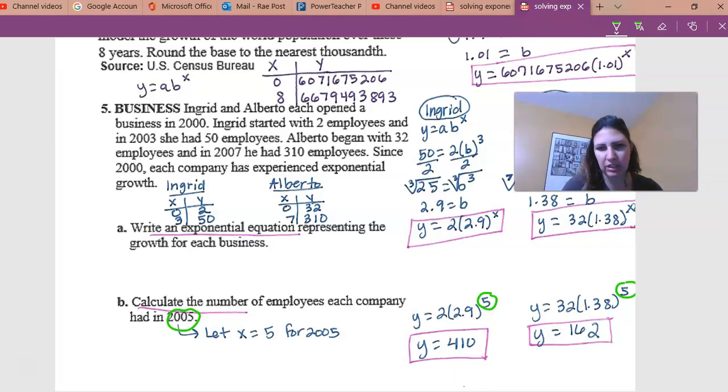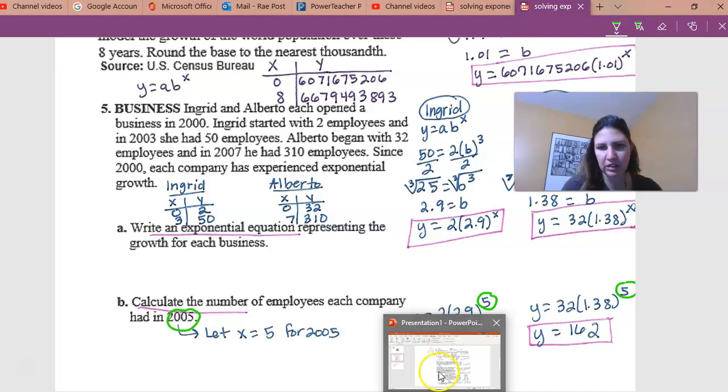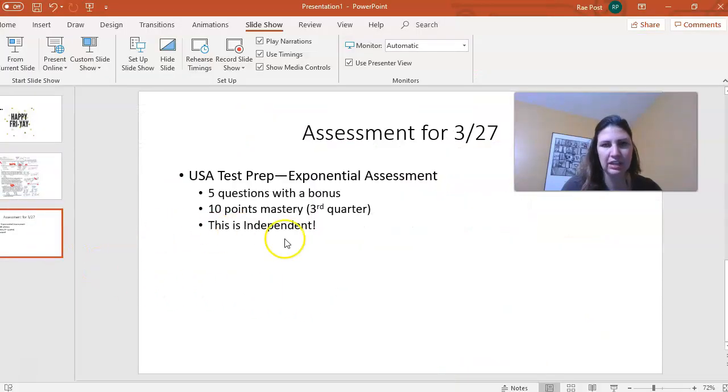You can pause the video and go back and look over these, but your assignment for today is to go ahead and go to USA Test Prep. I made an assignment in there. I picked and chose the questions for you guys: 5 questions, and then there's a bonus. They're just on these. Make sure you understand what the formula means, y equals a b to the x power. You can do this with your notes. Just make sure you do it on your own independently.